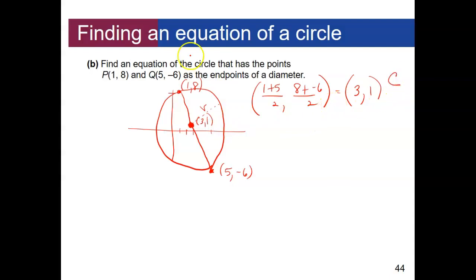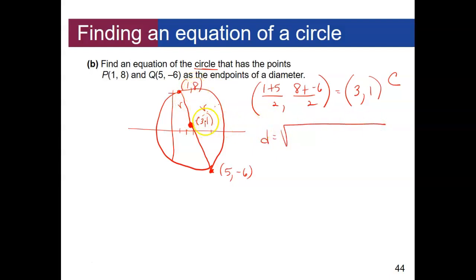Okay. In order to write the equation of a circle, I need a center and I also need a radius. To find my radius, I'm going to have to find the distance between the center and the outside edge here. This is going to be my radius that I need to find. So I'm going to use the distance formula.